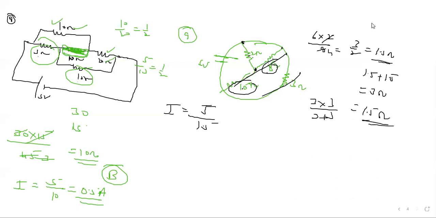So look here. No, the battery is actually given as 6 volt. I'm writing 5. 6. Okay. 6 by 1.5 is what? 4 ampere. So 4 ampere should be the correct answer. And this is given in the first option. Okay. Let's move to the next question.